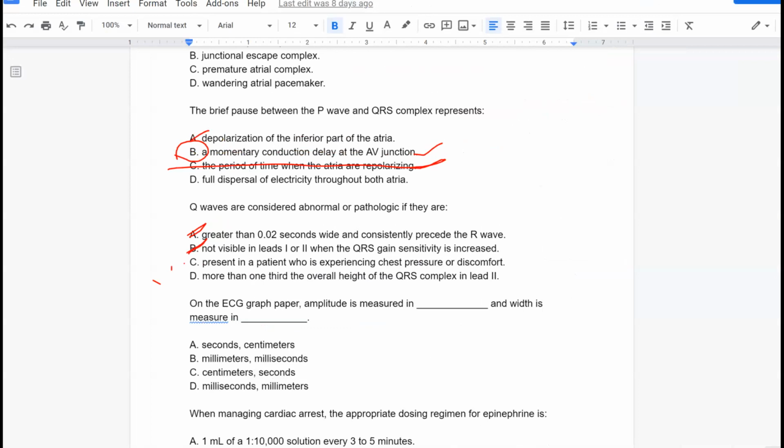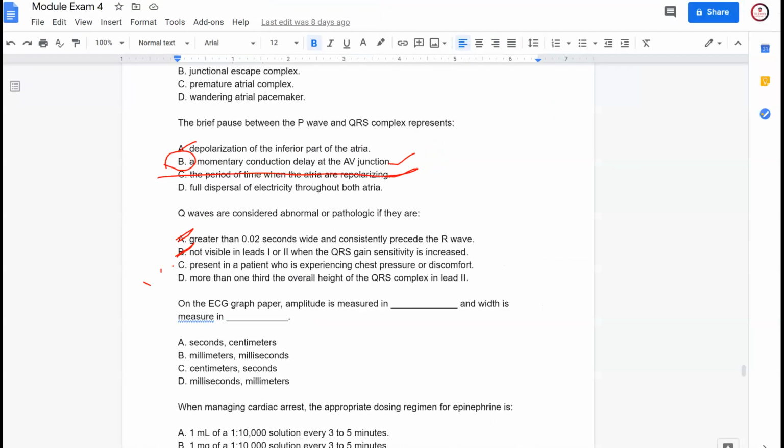On the EKG graph paper, amplitude is measured in blank and width is measured in blank. So amplitude, right, is up and down. And we measure that in millimeters, right, because we're talking about ST elevation, that's millimeters. And width, left to right, is in seconds, because we're traveling in time. We talked about time is horizontal. So your answer is millimeters, milliseconds.